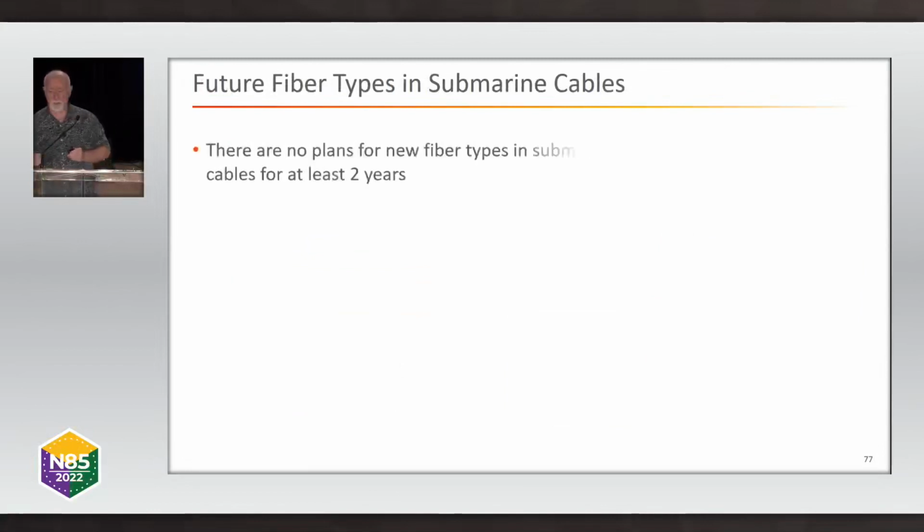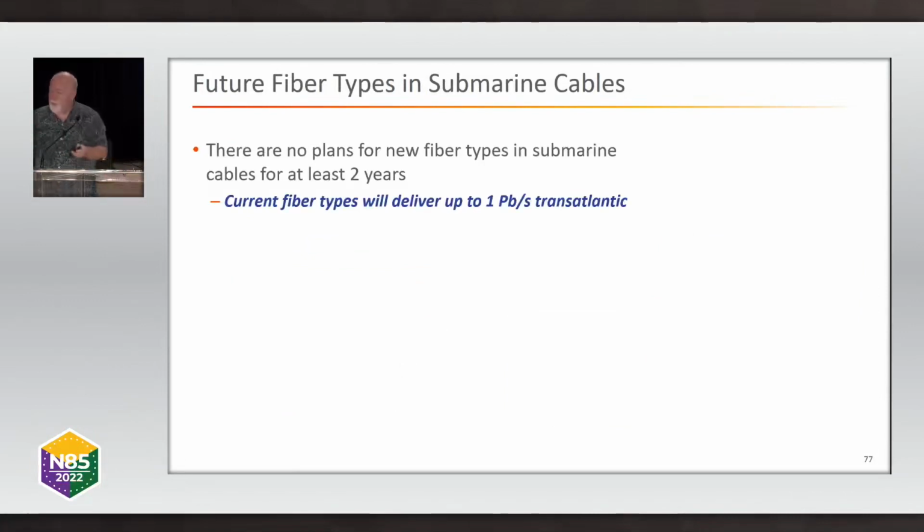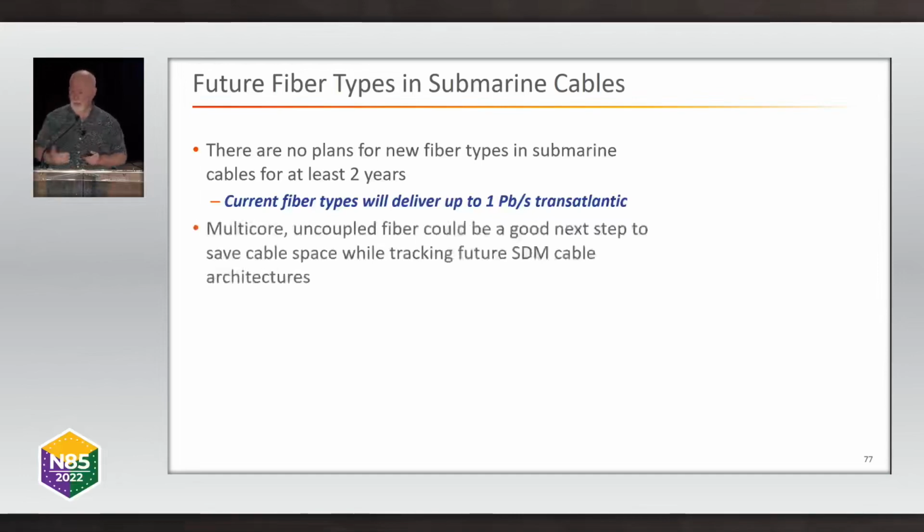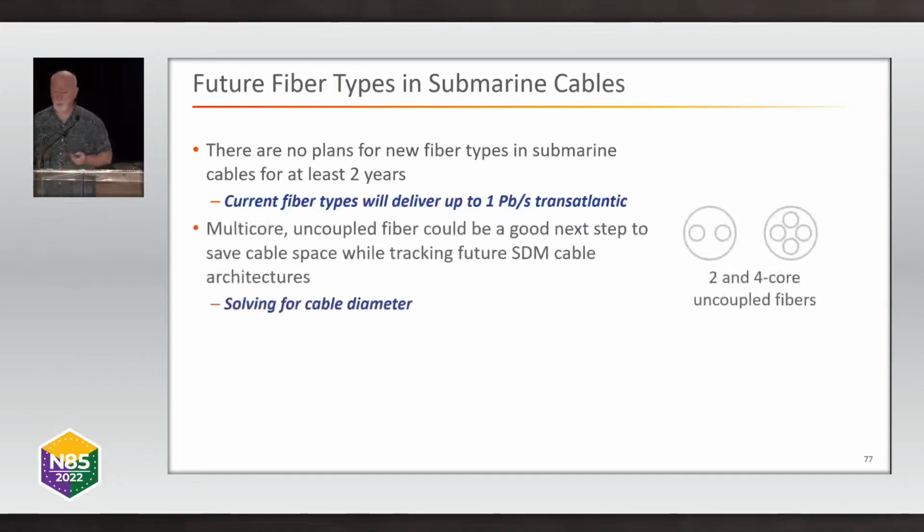So future fiber types in submarine cables. If you look at wet plant vendor roadmaps, there are no new fiber types for the next 2 years. So the current fiber types will deliver up to this 1 petabit transatlantic performance. But beyond that, I think we probably have to start looking at multi-core uncoupled fibers. That would be a good next step. And that solves for that cable diameter problem.